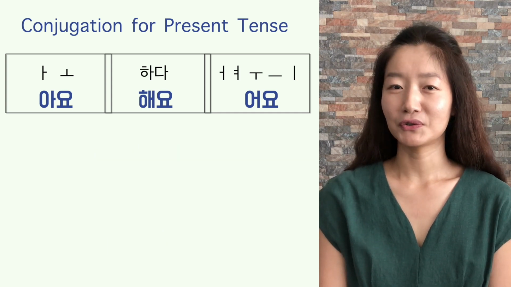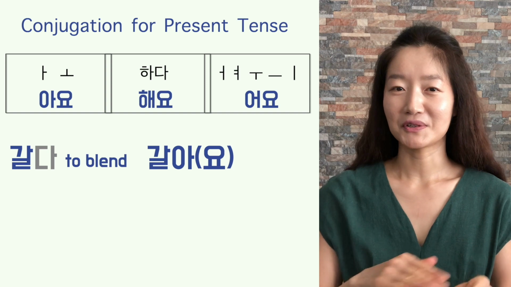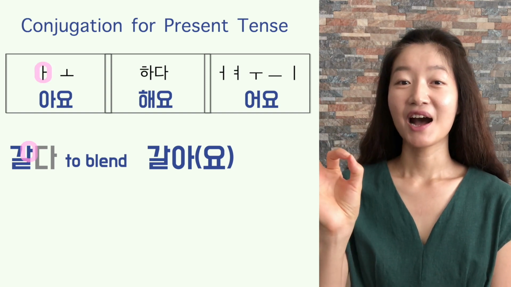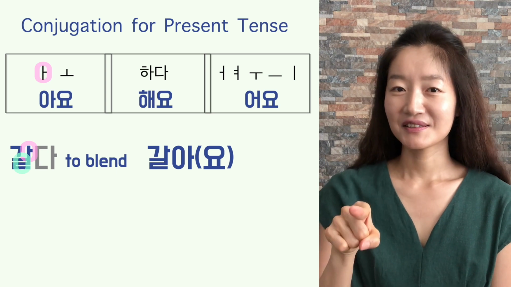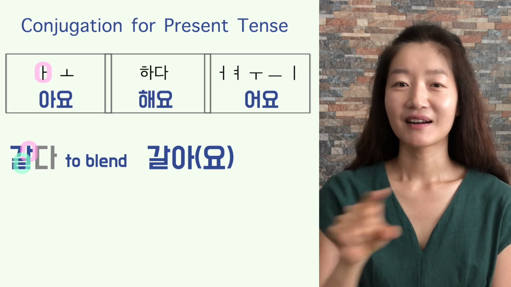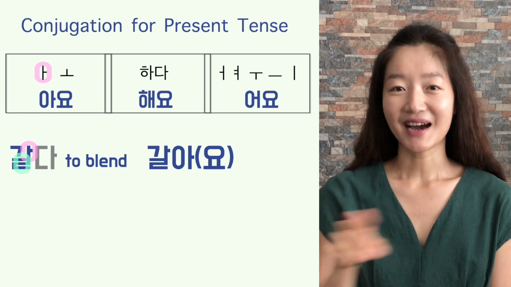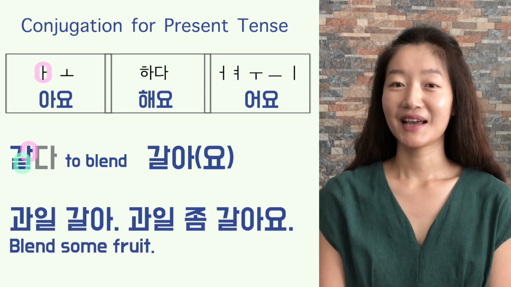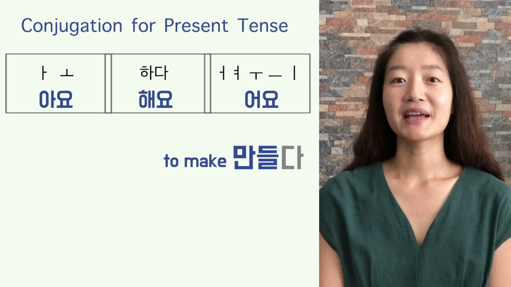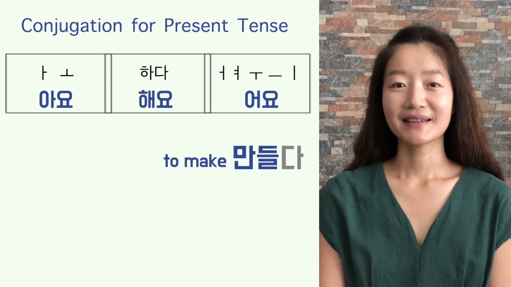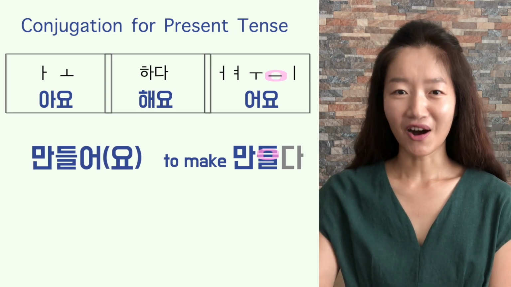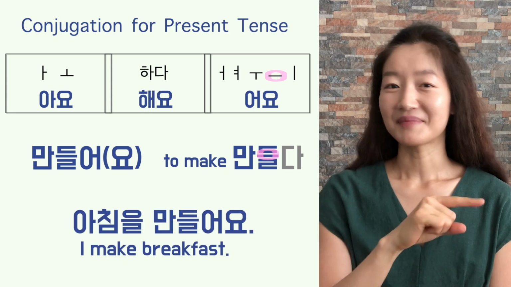And then what do you do? You blend some fruits, make fruit juice, huh? 갈다. 갈 has the final consonant, so we add 아, 갈아. 과일 갈아. Blend some fruit. 과일 좀 갈아요. And then we make breakfast. To make, 만들다. So we add 어, 만들어요.